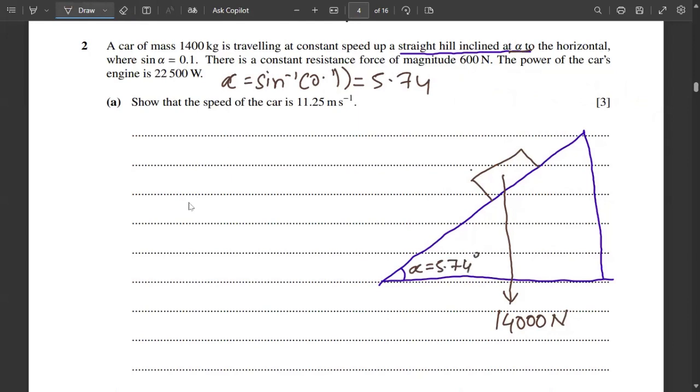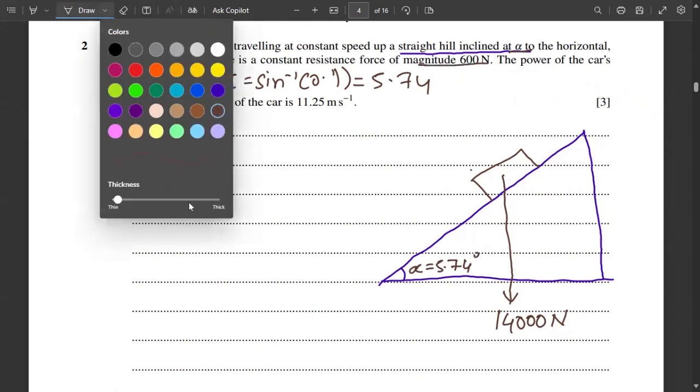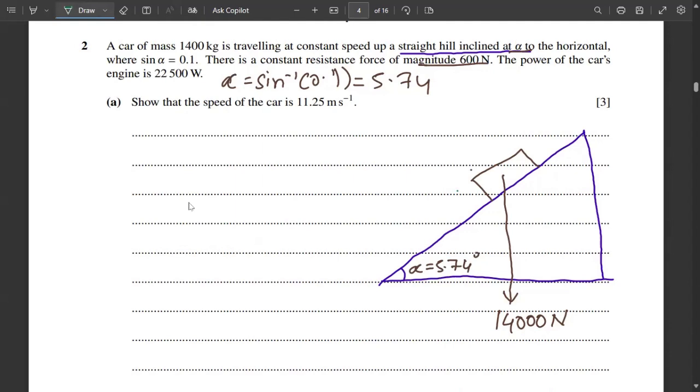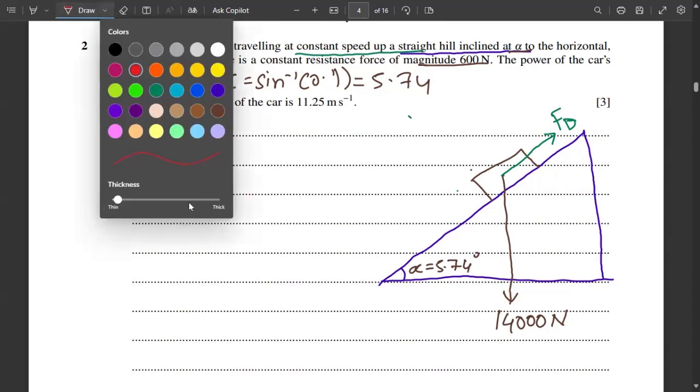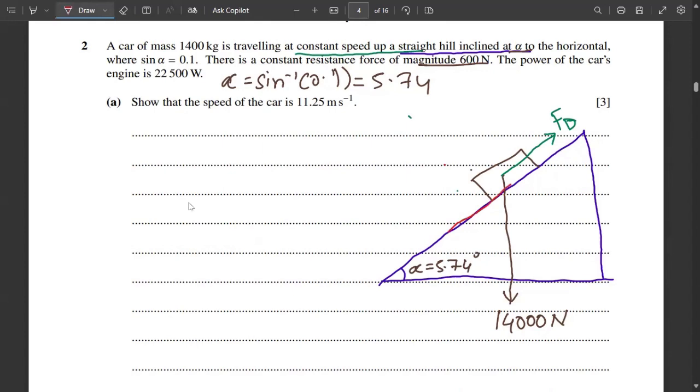And there is a constant resistance force of magnitude 600 Newton. The car is moving up a hill at a constant speed up a straight hill. That means the car is moving like this up a hill. This will be the driving force, some driving force. And there is a constant resistance force, so resistance will be in red. The resistance force is 600 Newton. Because the car is moving up a hill, the resistance will try to stop the car. So the resistance force will have to act downhill.